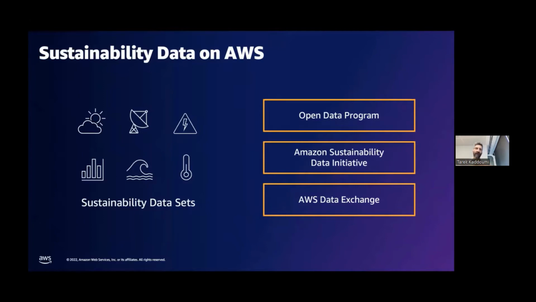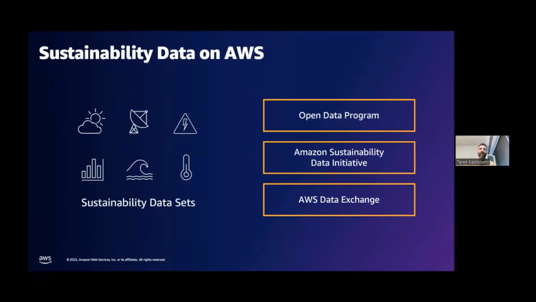The second program that we have is called the Amazon Sustainability Data Initiative. The mission of this program is to reduce the cost, the time, and the technical barriers to extracting knowledge and insights from large data sets. And using AWS scalable infrastructure and associated computational services, you will be able to address this problem.